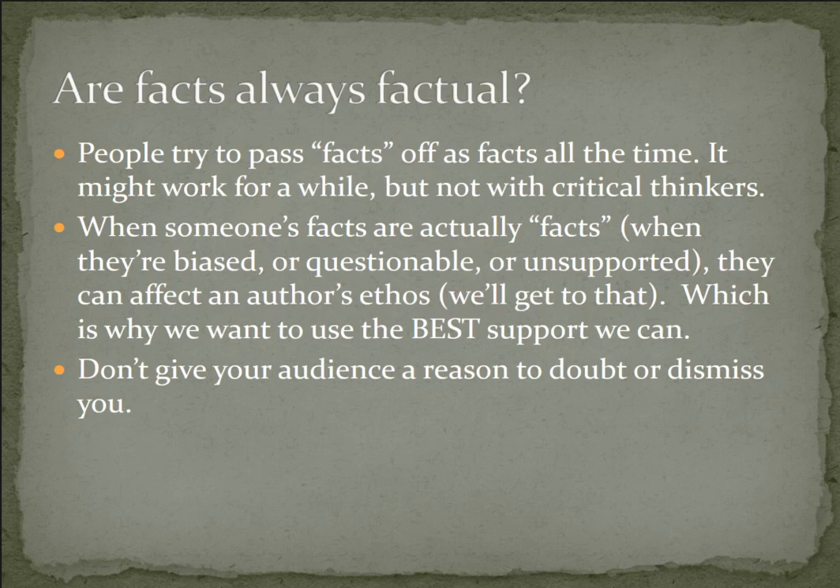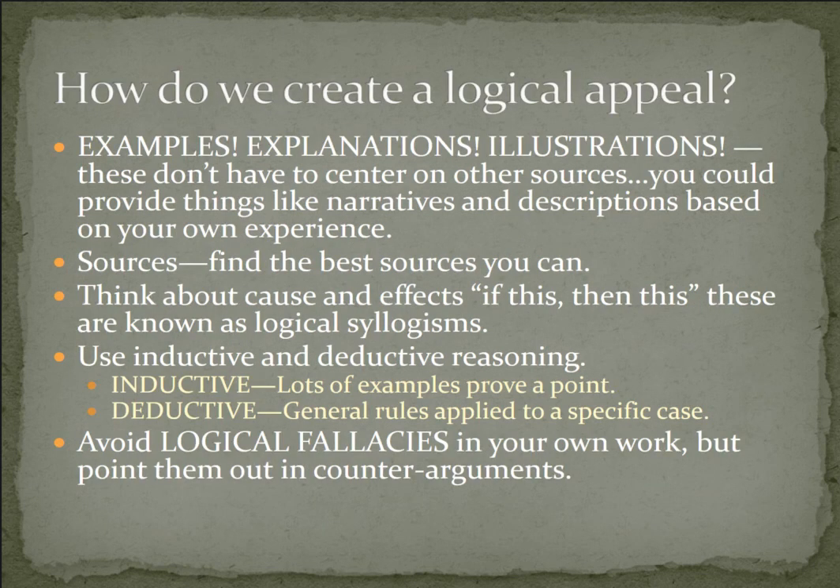So this is why we want to use the best support we can. We don't want to give our audience a reason to doubt or dismiss us by doubting or dismissing the sources that we bring in to help support our argument. So how do we create a logical appeal? We need examples, we need explanations, we need illustrations, and I don't mean drawings there. These things don't have to center on other sources. You could provide things like narratives and descriptions based on your own experience, but that really depends on the kind of argument you're creating and maybe even the discipline or course you're taking. And if you need sources, you need to be evaluating those sources in order to find the best sources you can.